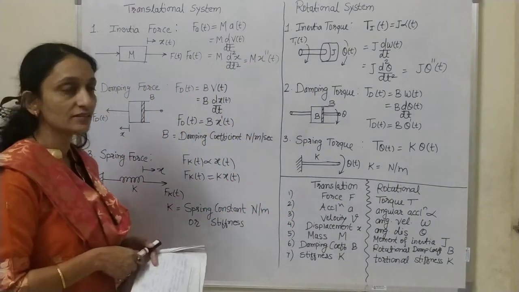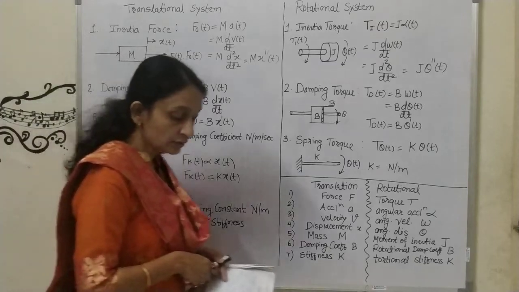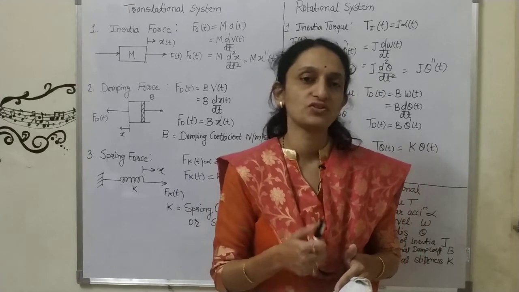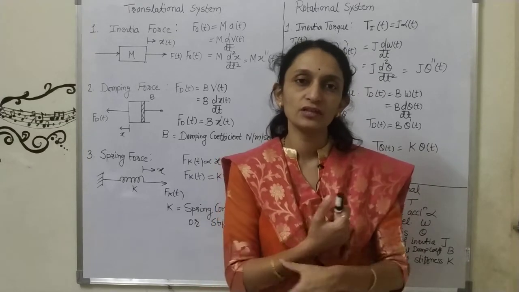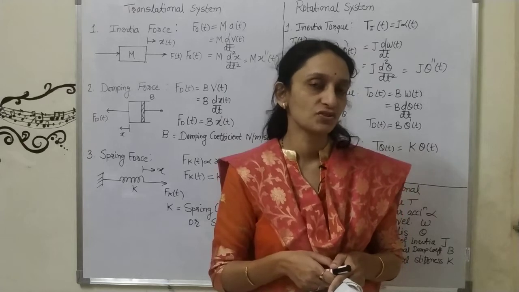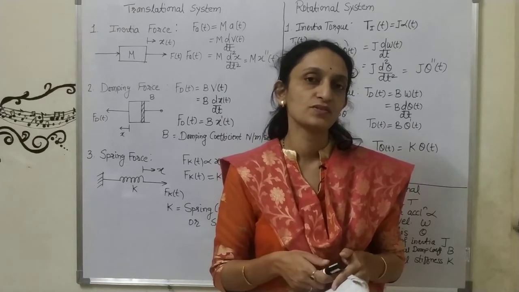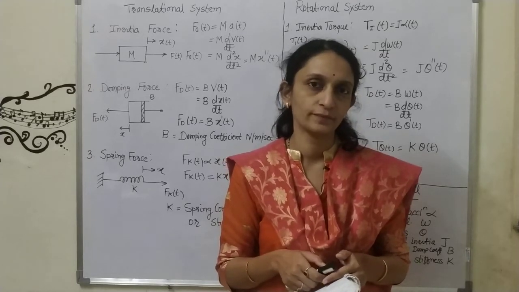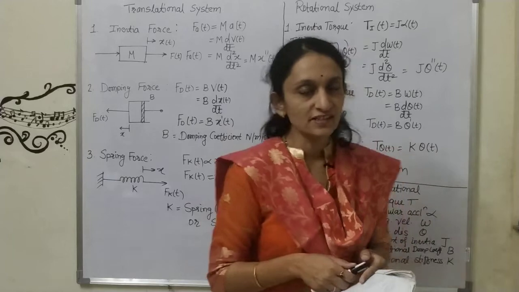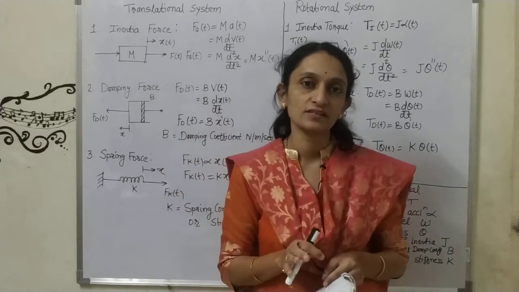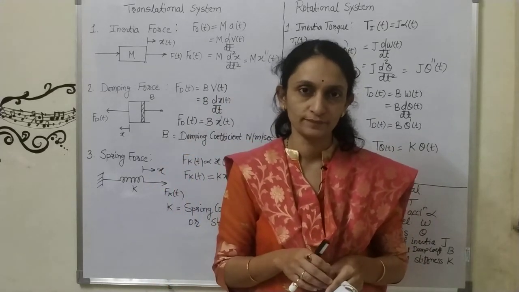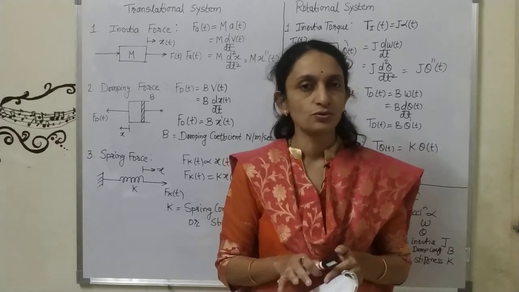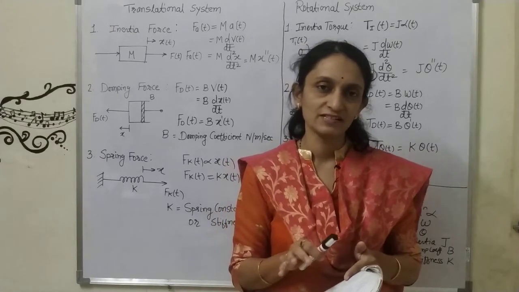In the case of a mechanical system, there are two types of motion. Number one, translation motion. Number two, rotational motion. The motion along a straight line is translation motion, and the motion that rotates about a fixed point is called rotational motion. In translation motion, there are three forces that oppose the motion, and it is the same with the rotational system, only the parameters are different. So first of all we will discuss translation motion.